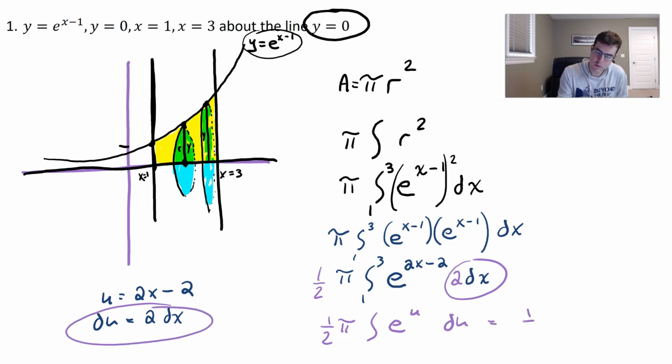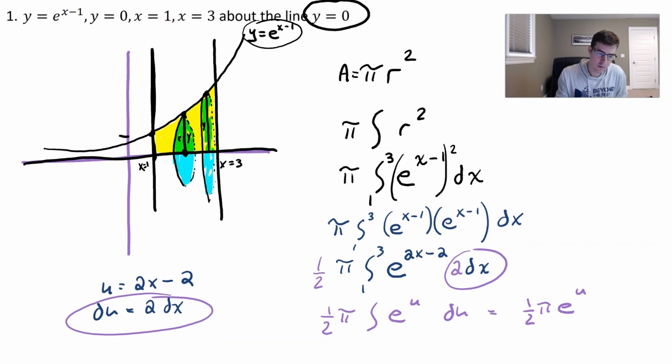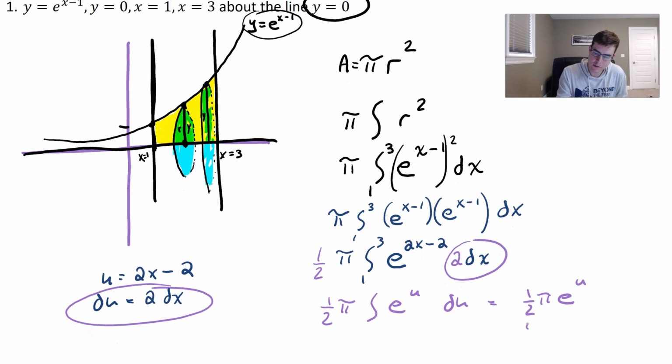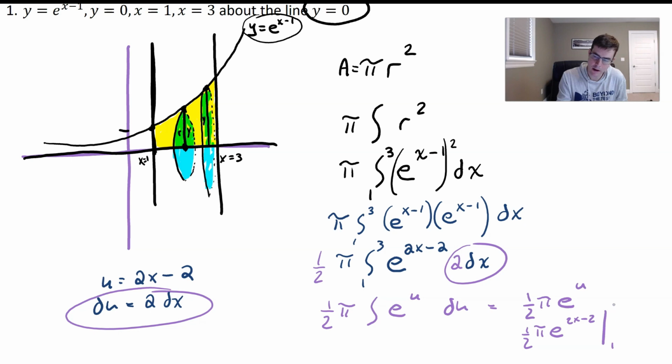So then this becomes 1/2 pi, and the integral of e to the u is just e to the u. Okay, well, now I'm just going to put my u back in here. So we have 1/2 pi e to the u, which was 2x minus 2. And we're going to put back in our 1 and 3.